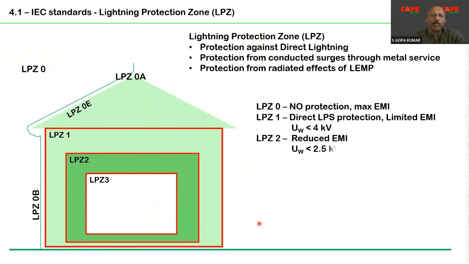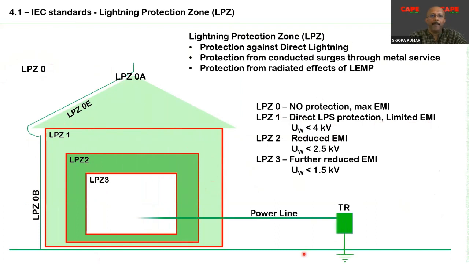For example, in lightning protection zone 0, there is no protection and maximum electromagnetic impulses can be expected. Zone 1 has limited EMI and the Uw voltage impulse withstand is 4 kV. Like that, for each zone, the voltage impulses are specified.